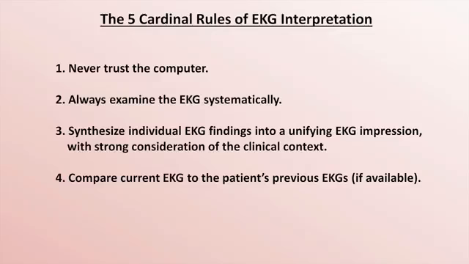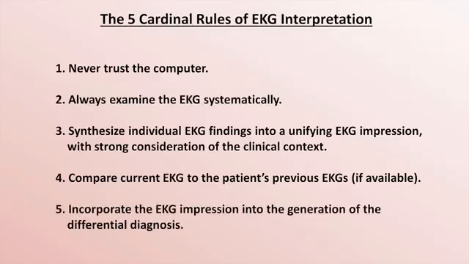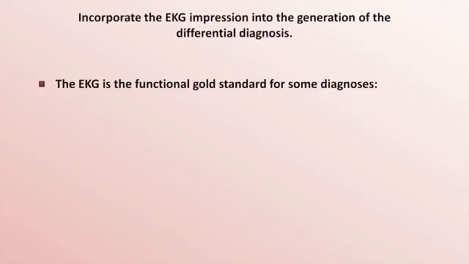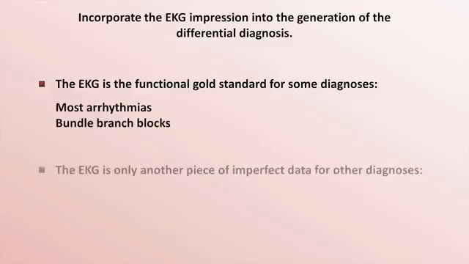Finally, my last cardinal rule is to incorporate the EKG impression into the generation of the differential diagnosis. So what exactly do I mean by that? Shouldn't that already be obvious? Well, consider that the EKG is the functional gold standard for only some diagnoses. These include most arrhythmias and bundle branch blocks. However, the EKG is only another piece of imperfect data for other diagnoses.